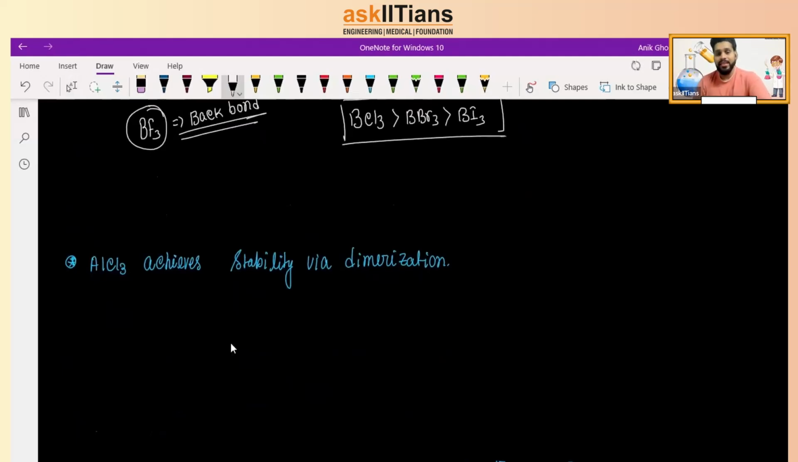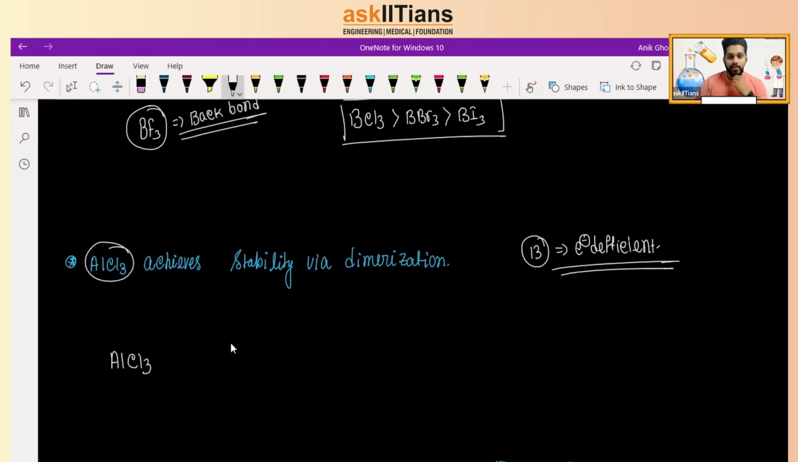Guys, you know that these group 13 elements are all electronically deficient species. And why is that, guys? We have just discussed it. They are all Lewis acids, right? They don't have 8 electrons out there. Before we even solve this question, tell me what kind of compound AlCl3 is. Is it an ionic compound or a covalent compound?